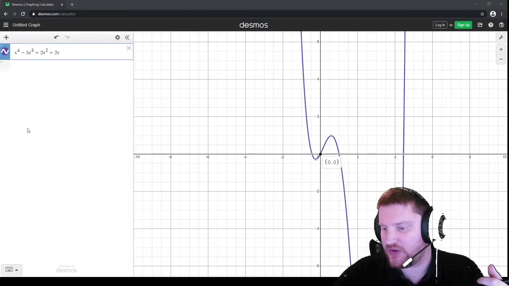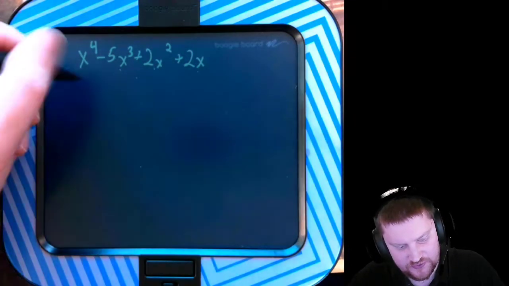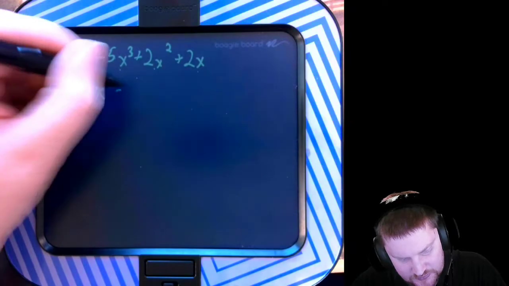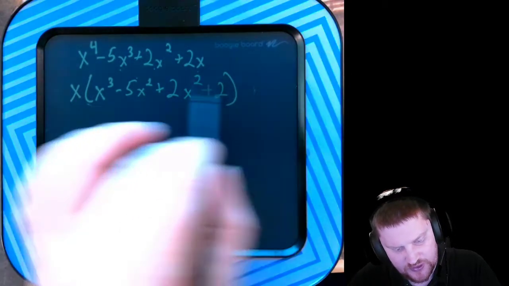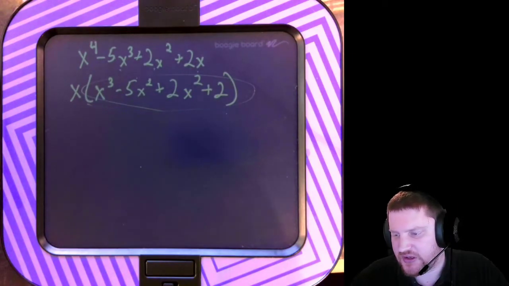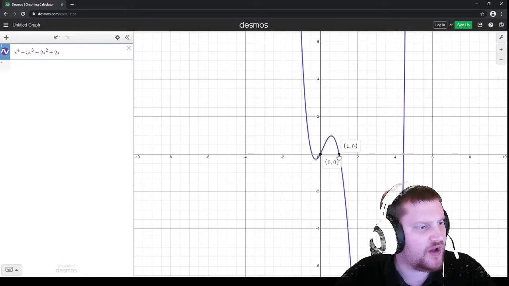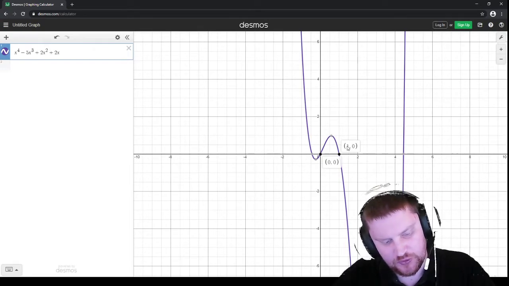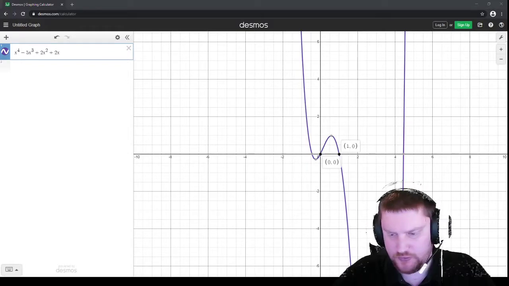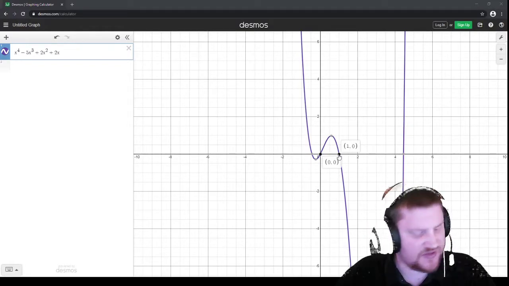And when we factor that out, let's go ahead and look at the cam real quick. So we had x to the 4th minus 5x cubed plus 2x squared plus 2x. We see that x is a common factor for all of them, so we can factor the x out first. So now we're just left with this. And looking at Desmos again, we see that 1 is actually a perfect root. So we're going to take 1 as our next root, and we'll go ahead and do the synthetic division there.